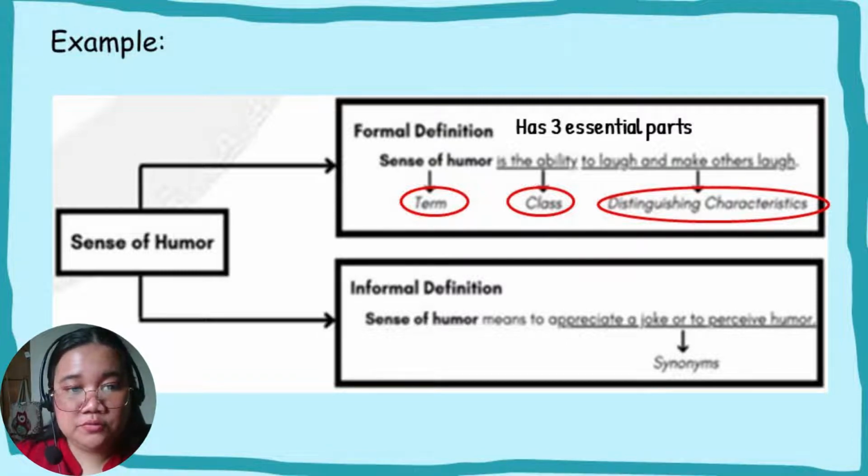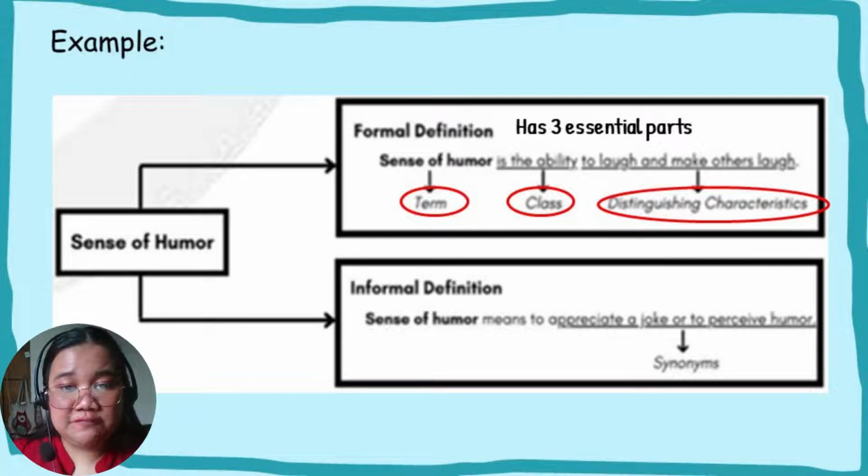So in formal definition, it has 3 essential parts. So we have the term, which is the sense of humor, and the class where the sense of humor belongs to. So it is the ability. And last is the distinguishing characteristic of the term defined, which is the sense of humor, so to laugh and make others laugh.